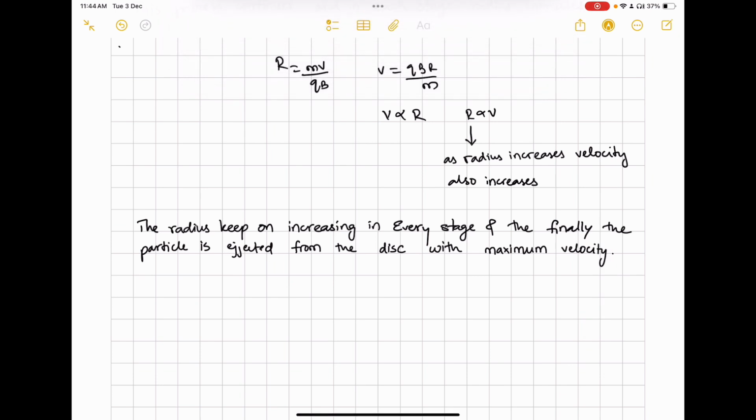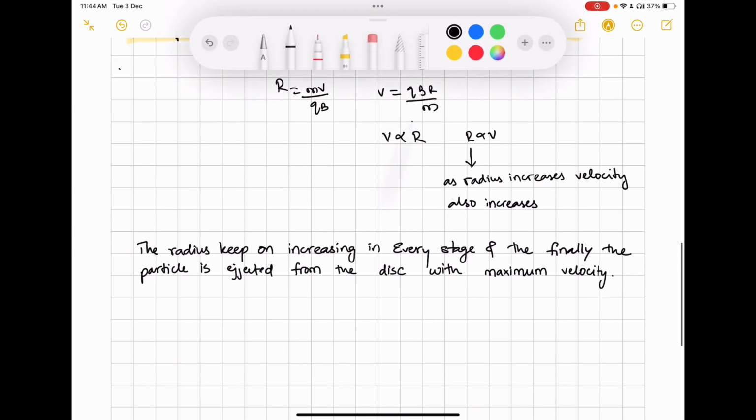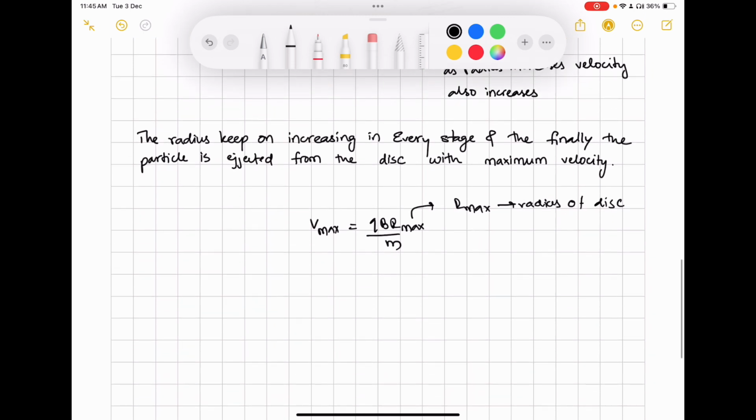So we can write the maximum velocity as, we have v is equal to qBr divided by m. v max is equal to qB r max divided by m, where r max is the radius of the disk. So the particle is ejected with a maximum velocity of qB r max divided by m.